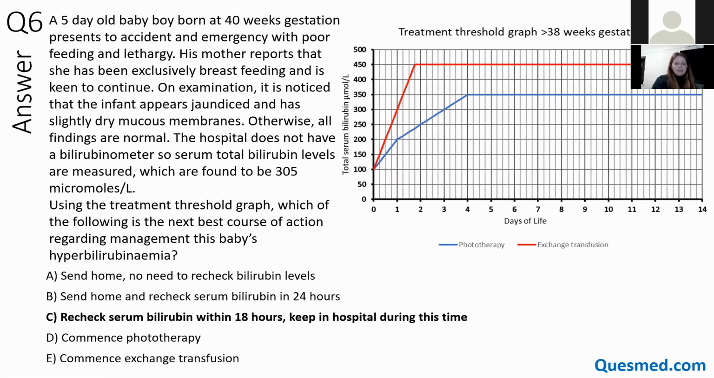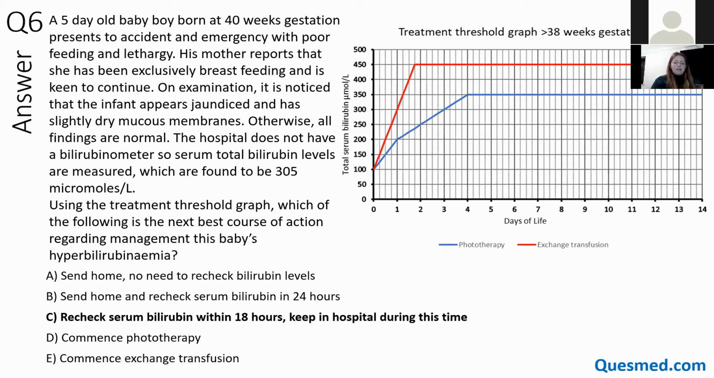So the answer is actually C. Recheck serum bilirubin within 18 hours and keep in hospital during that time. That was a tricky one. I can see why most of you are split between B and C. I'll go on in the next slide to explain why the answer is C.